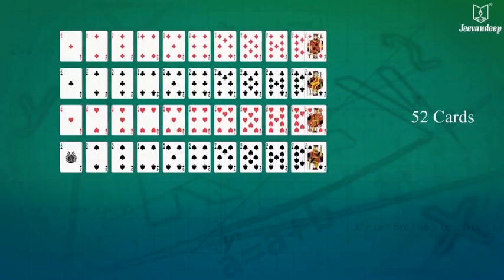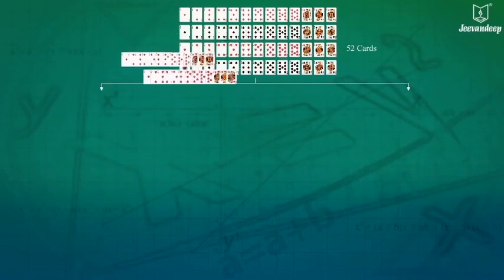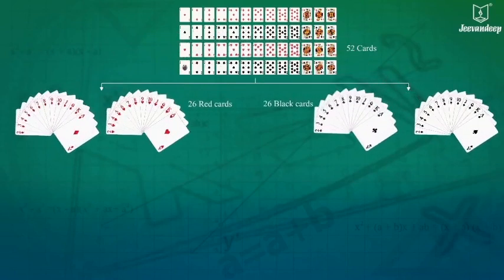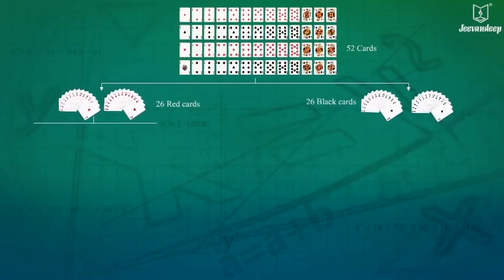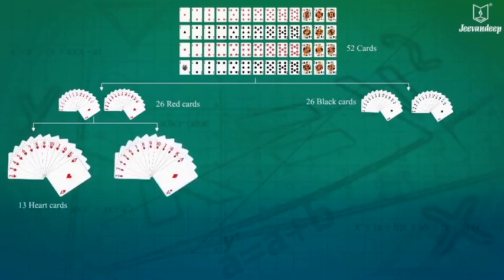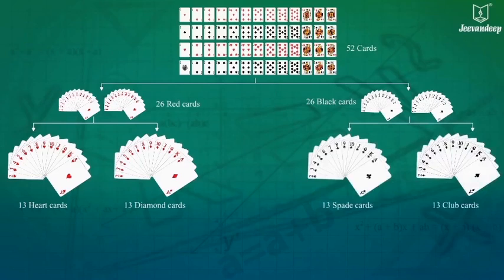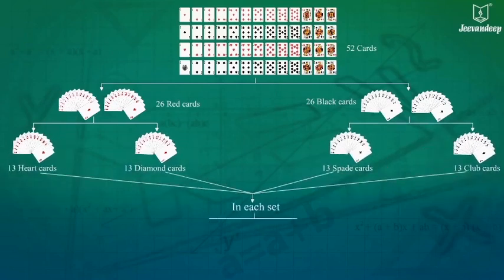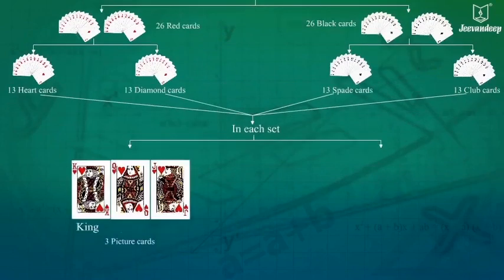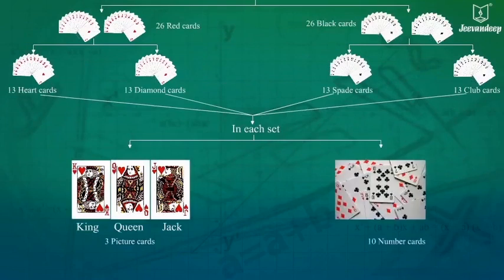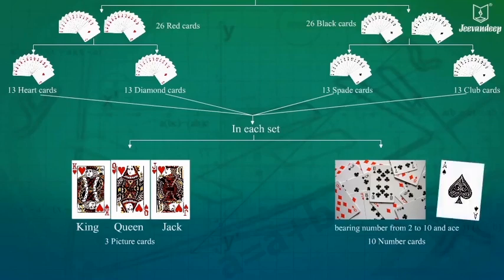A well-shuffled pack of 52 playing cards contains 26 red cards and 26 black cards. Out of these 26 red cards, 13 are heart cards and the remaining 13 are diamond cards. Out of the 26 black cards, 13 are spade cards and the remaining 13 are club cards. Each set of these 13 cards has 3 picture cards of king, queen and jack, and 10 number cards bearing numbers from 2 to 10 and an ace card.